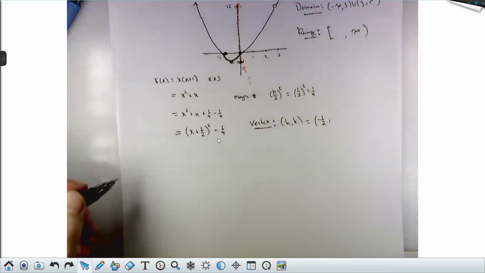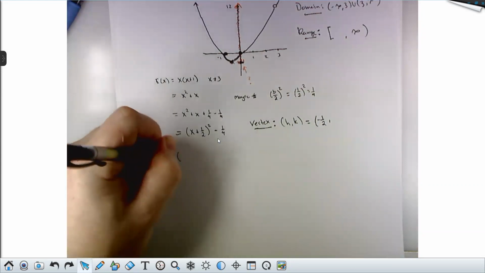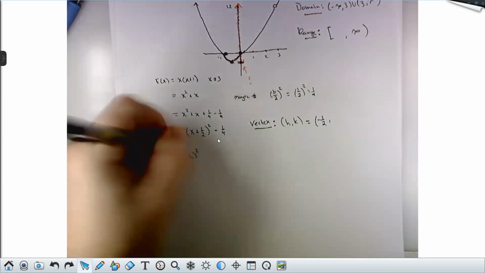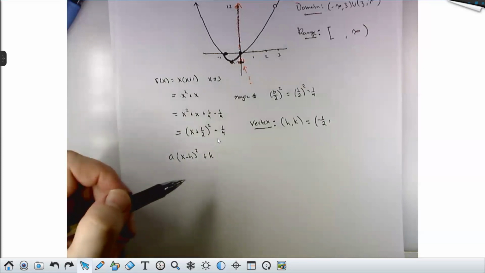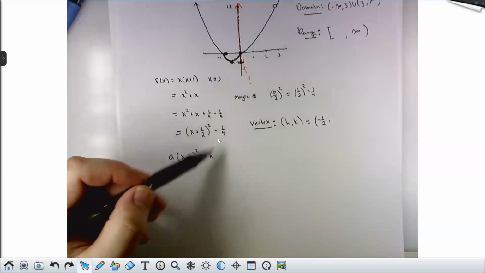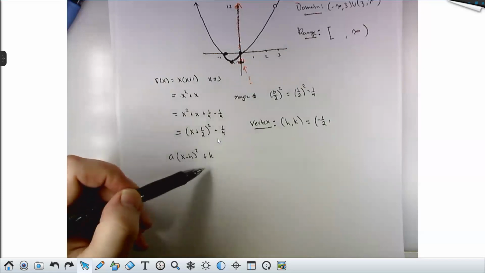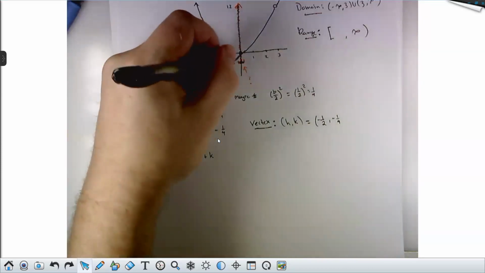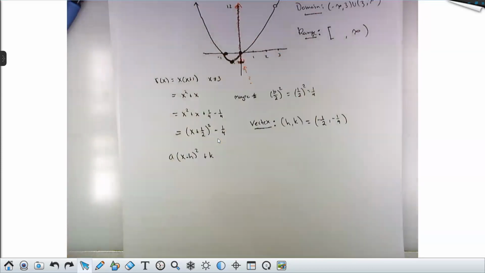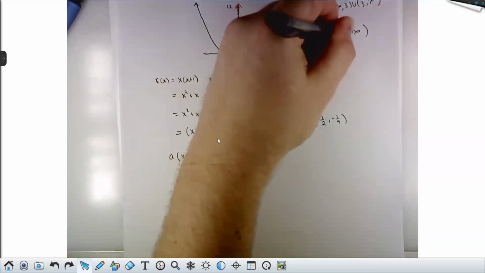And k, what is the y value of my vertex? 1/4. Almost. So remember, the vertex form is a times x minus h squared plus k. So this one has a negative built in, but this one doesn't. So there is a 1/4, but it's negative. In other words, this point right here, my vertex is negative 1/2 comma negative 1/4. So my range is negative 1/4 to infinity.